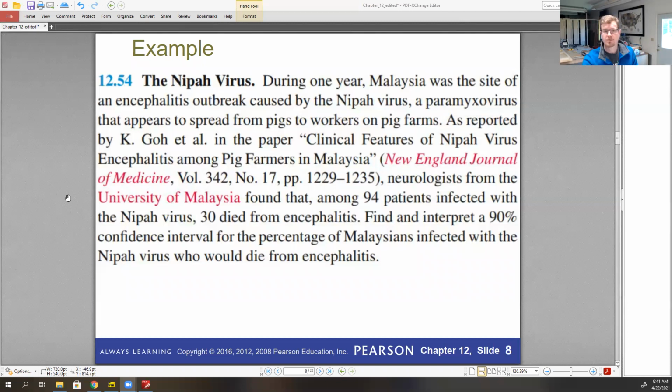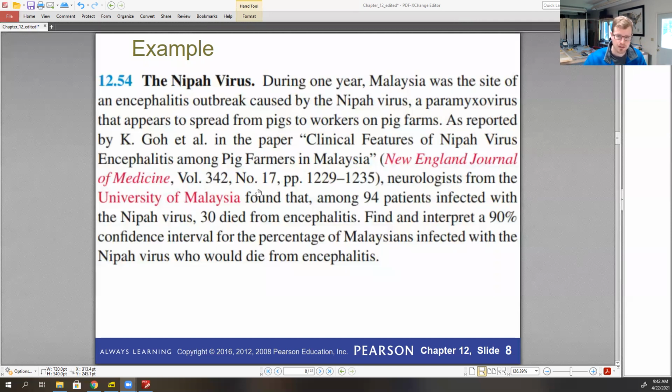So we're looking at an example from the textbook. This comes from the exercises of our text. During 1 year, Malaysia was the site of an encephalitis outbreak caused by the Nipah virus. Okay, so an infection. Cool. Neurologists from the University of Malaysia found that among 94 patients infected with the Nipah virus, 30 died from encephalitis. So we want to find and interpret a 90% confidence interval for the percentage of Malaysians infected with the Nipah virus who would die from encephalitis.